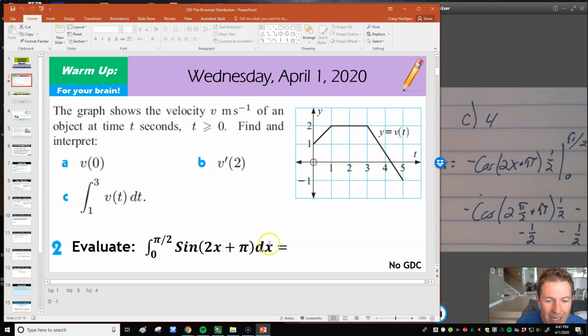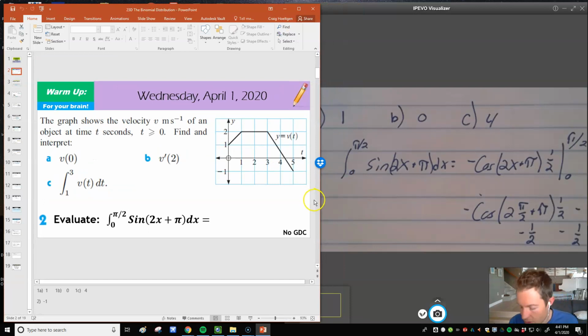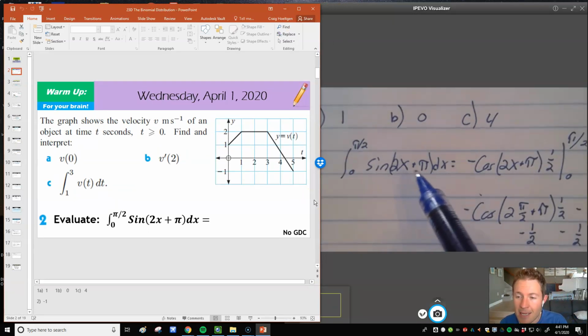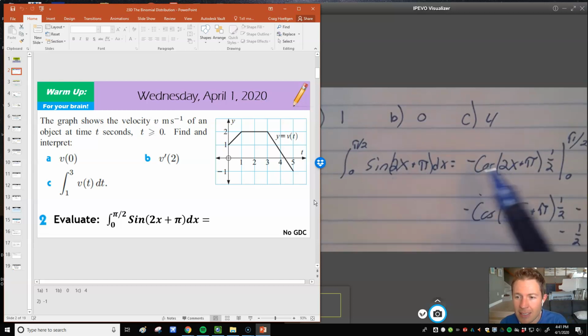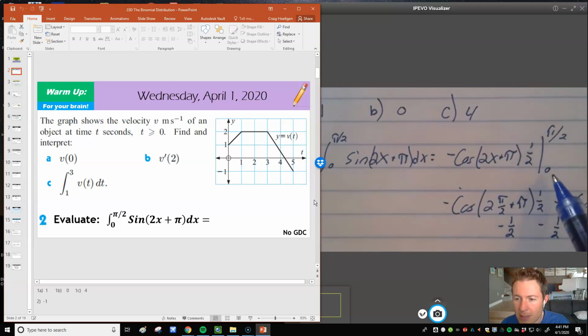Next, evaluating this one. I actually will go through that one. So start off with right here, go ahead and record everything down. Take the antiderivative of that. Remember the antiderivative of sine is negative cosine. The inside stays the same. And then because this 2 would pop out when you differentiate it because of the chain rule, we have to undo that by multiplying by the reciprocal of this derivative, which is 1/2. And we're evaluating between pi over 2 and 0.